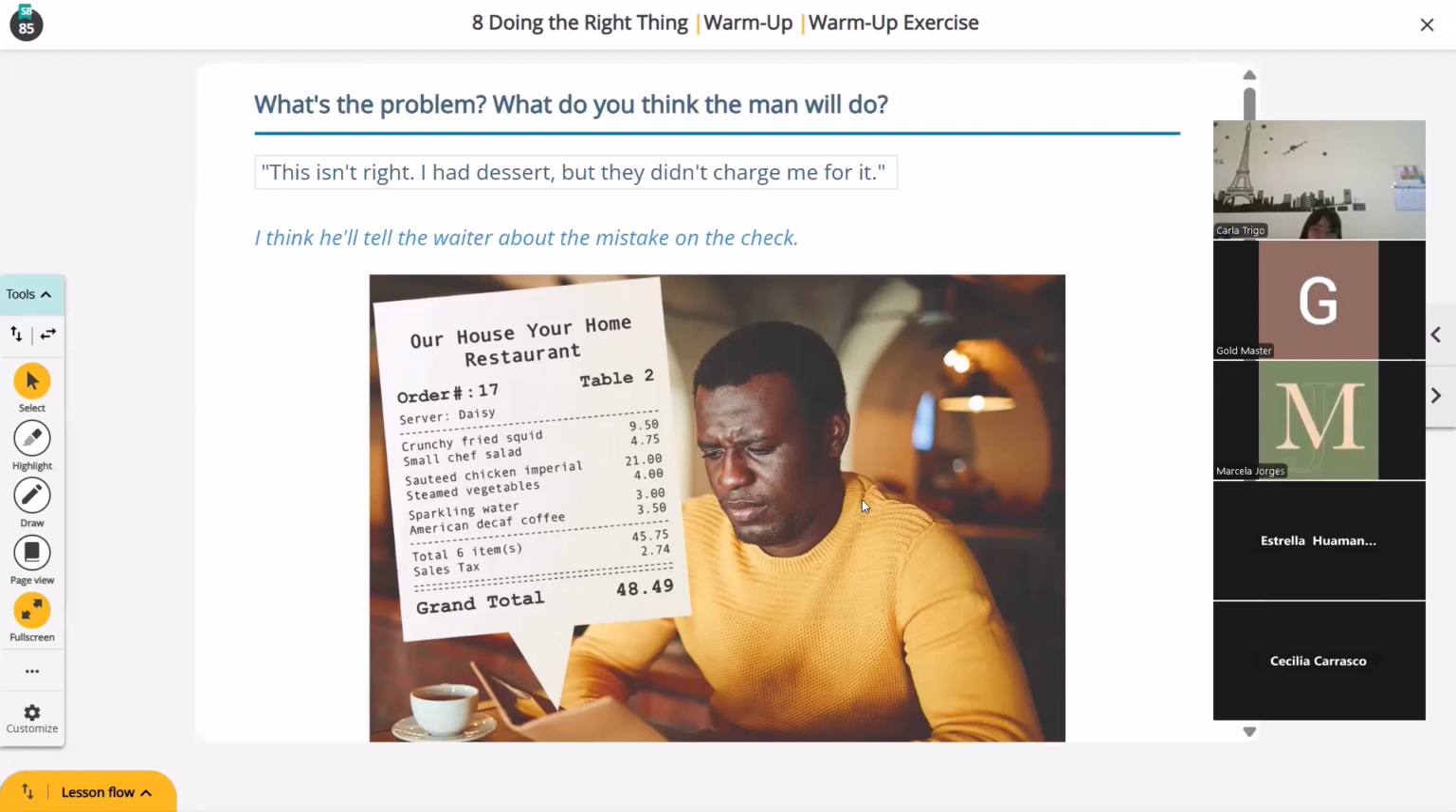Well, I think there could be two options. If this man is really a good person, I think he'll tell the waiter about the mistake. But the other option could be that this could be a real advantage for him, so he doesn't have to pay a lot. Maybe he just ignores this mistake. Excellent. Yes, that's right, Carla. So there can be two options in this case, and that's right.